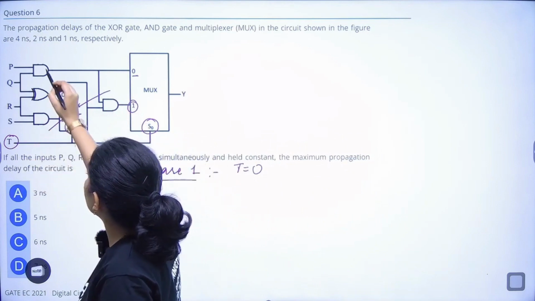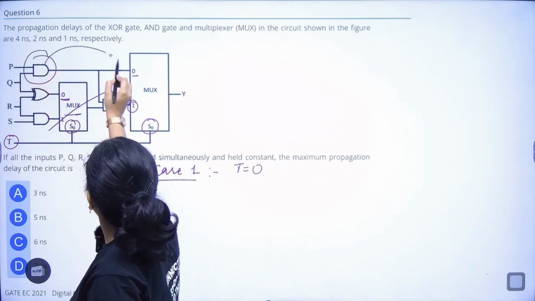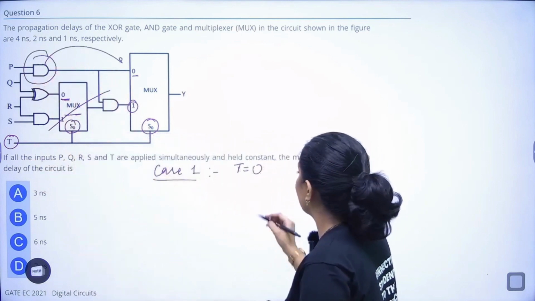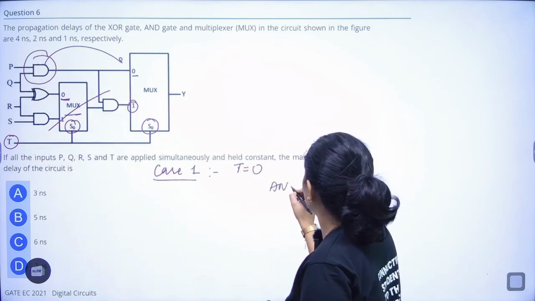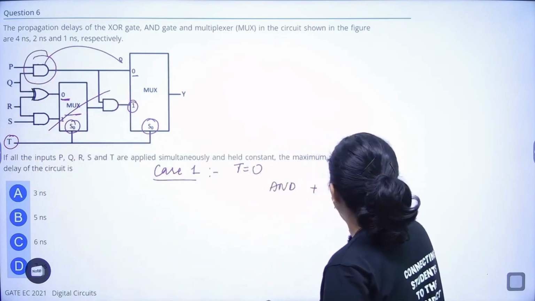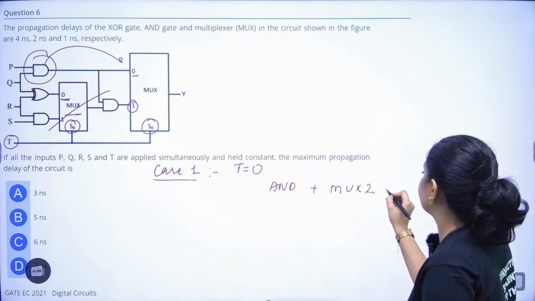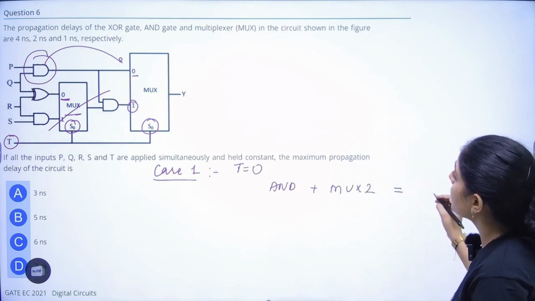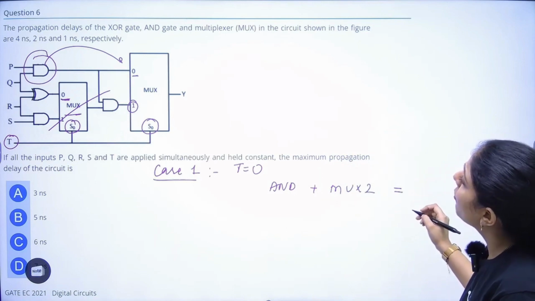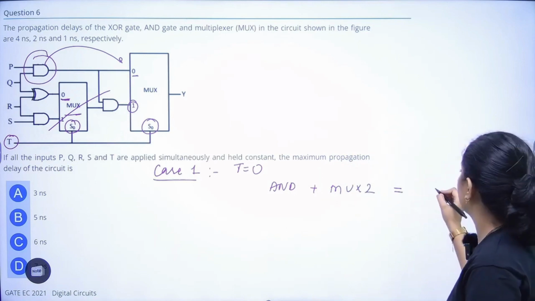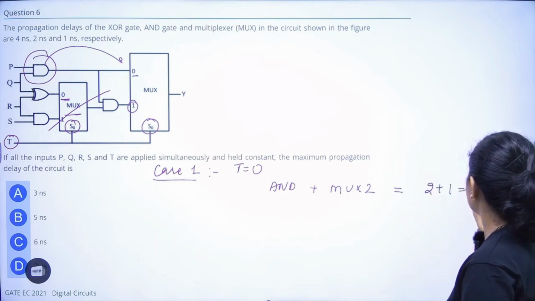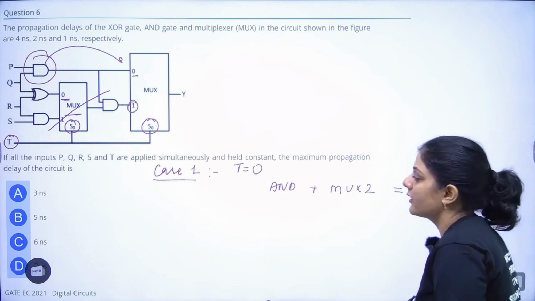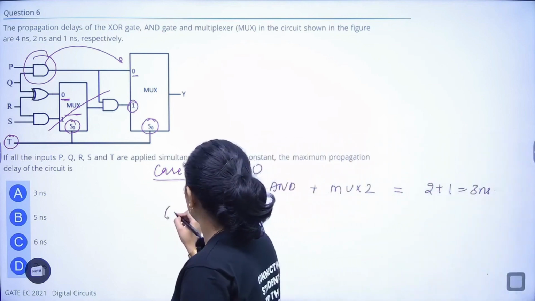So what will be the propagation delay? After this, it will be AND gate plus mux 2. So for the total propagation delay, the AND gate delay is 2 nanoseconds and the mux is 1. 2 plus 1, that is 3 nanoseconds. Okay, case 2.